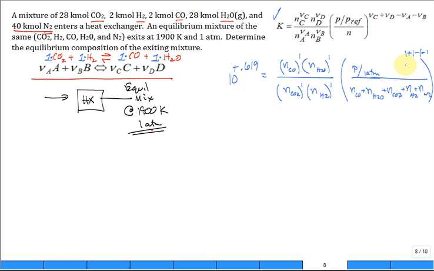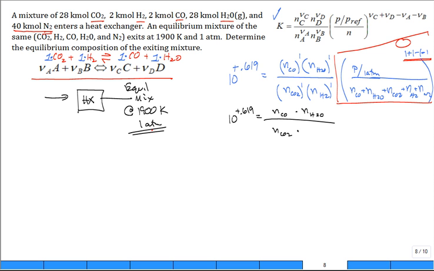Now, this is a very special case. How many people already realize that this exponent up here is 0? 1 plus 1 minus 1 minus 1. And so all of this right here is equal to unity. Any number raised to the power 0 is 1. True? From math. So our equation simplifies to 10 to the plus 0.619 equals the number of moles of CO times the number of moles of H2O in equilibrium, over the number of moles of CO2 in equilibrium times the number of moles of hydrogen in equilibrium. That's it. That's our equilibrium equation.